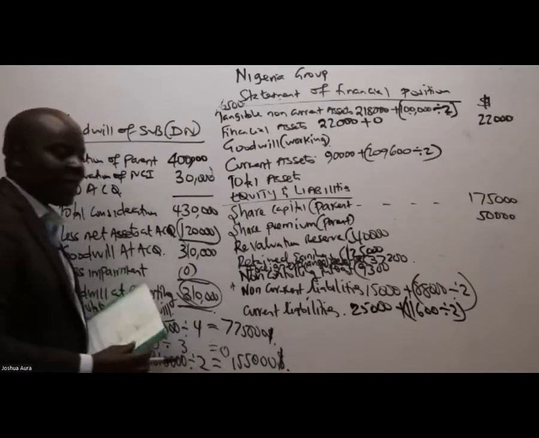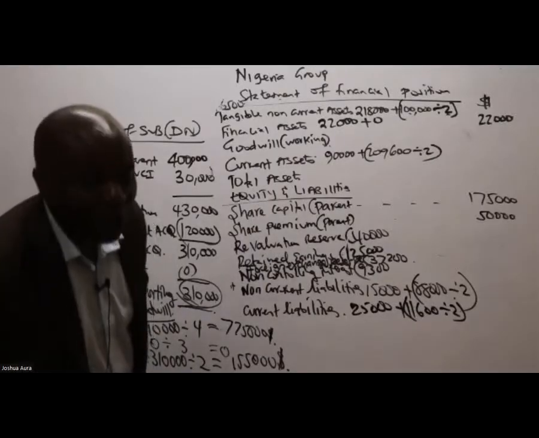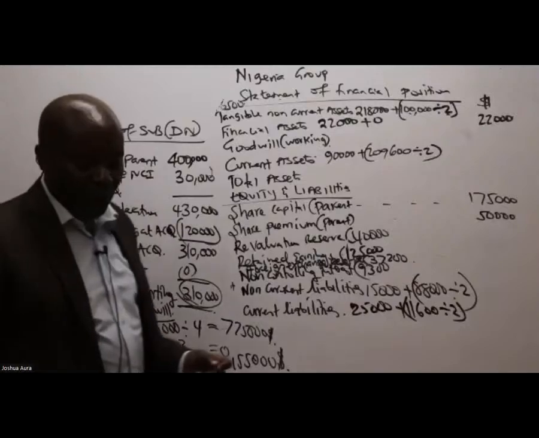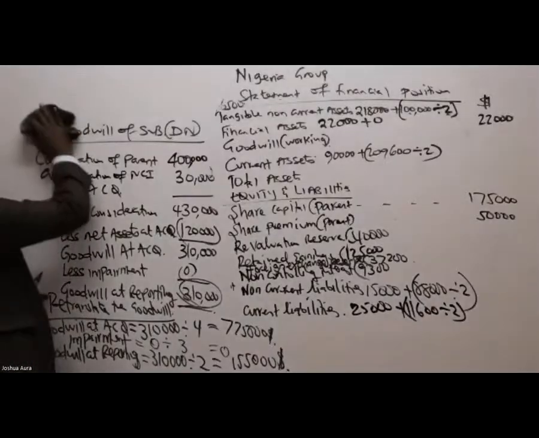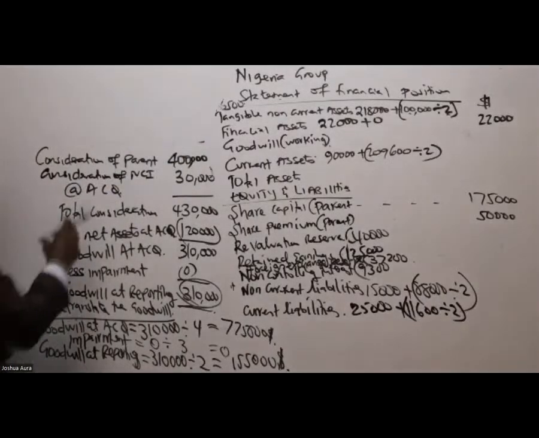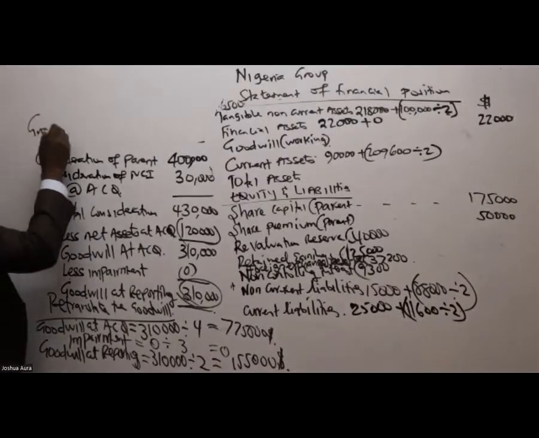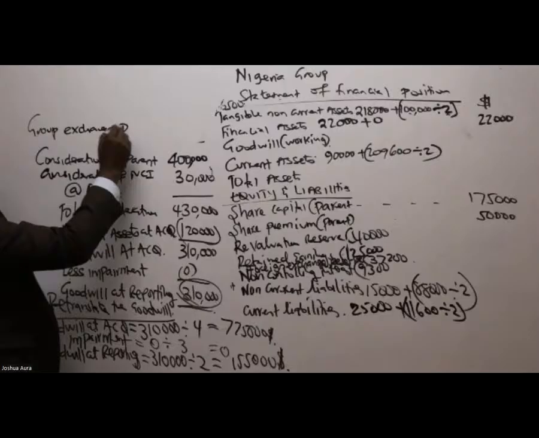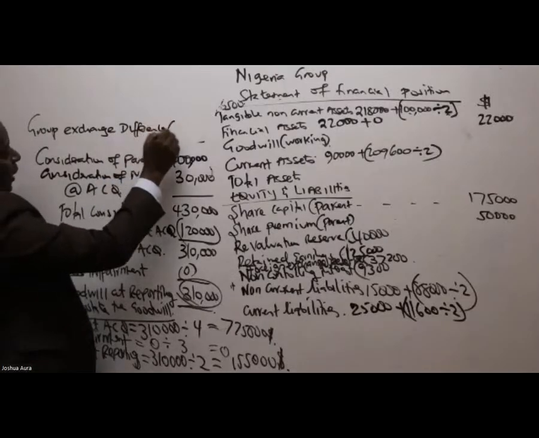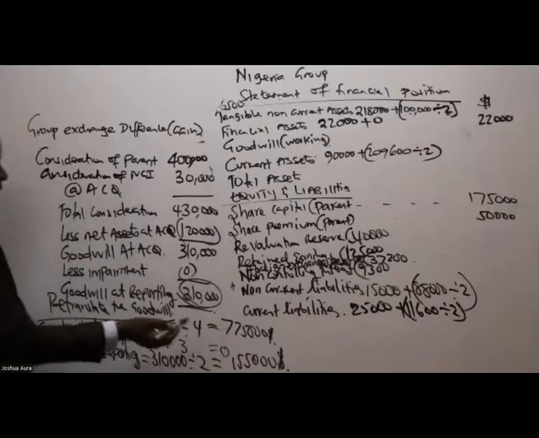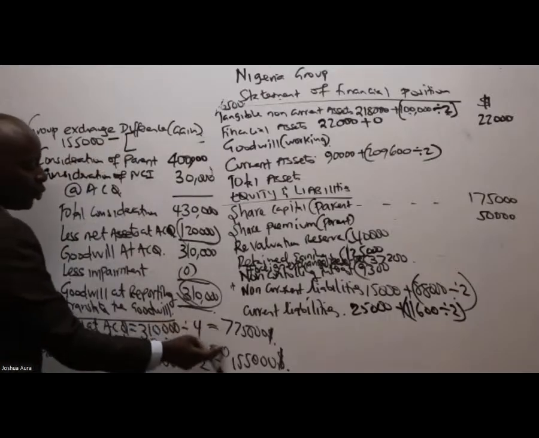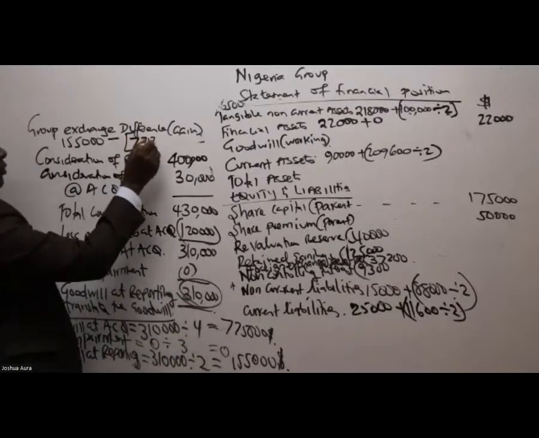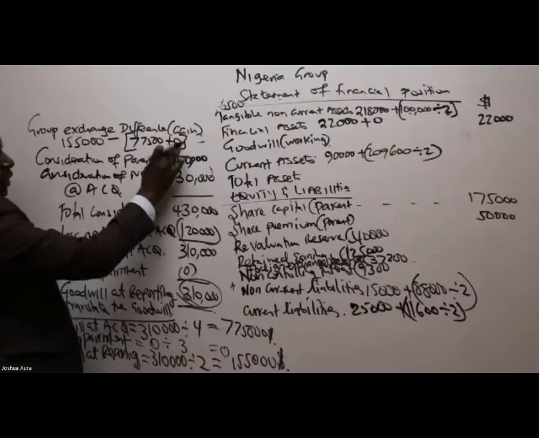So just like we did with net assets, now go ahead and give us the group exchange difference for goodwill. In this case I will take the closing amount, which is 155,000, minus these two added together: 77,500 plus 0. Just for your revision, include the 0 there.